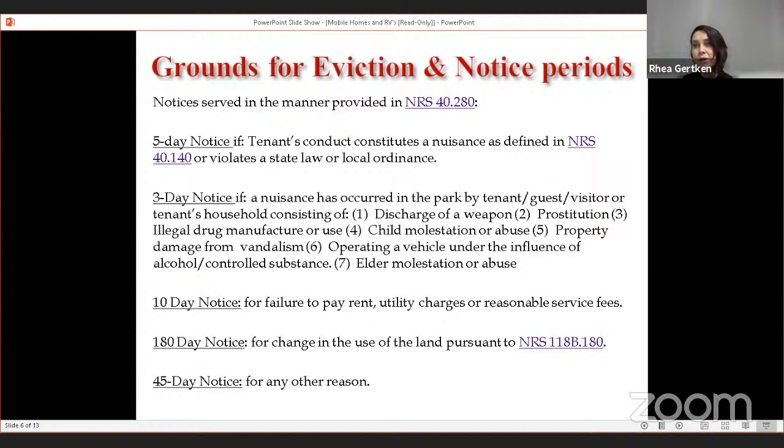And that does happen. But more frequently, we're looking at removing one home from a park because the landlord wants to evict a home. A couple of points. First of all, these notices are contained in 118B. So that's why it's important to figure out if 118B applies, because then these notice periods and these notices will apply.